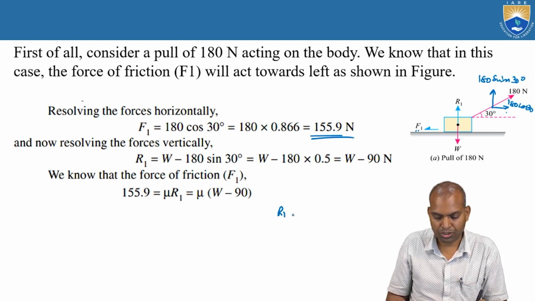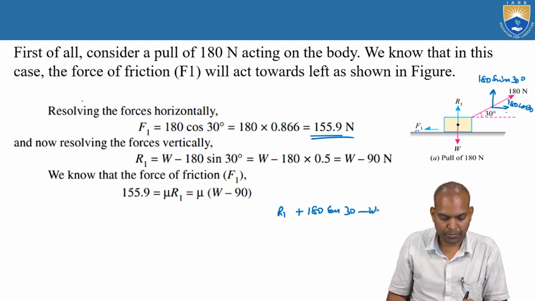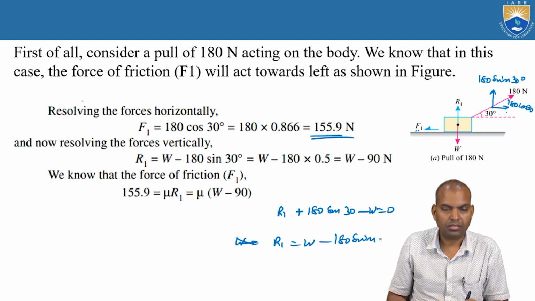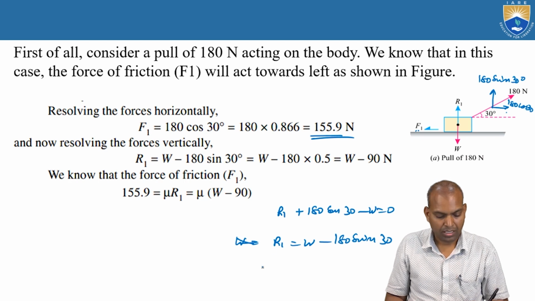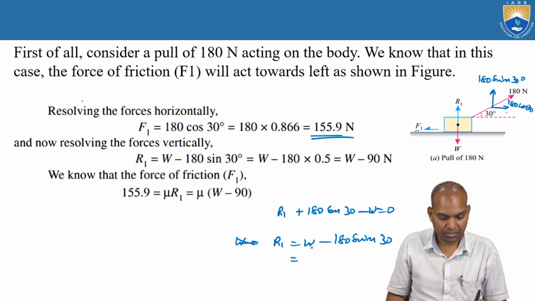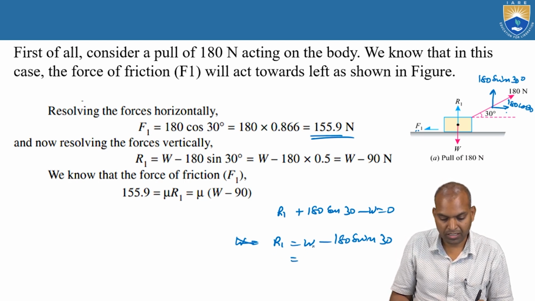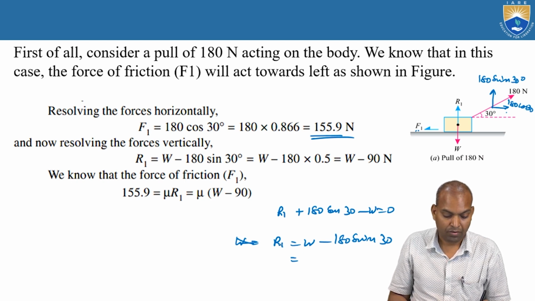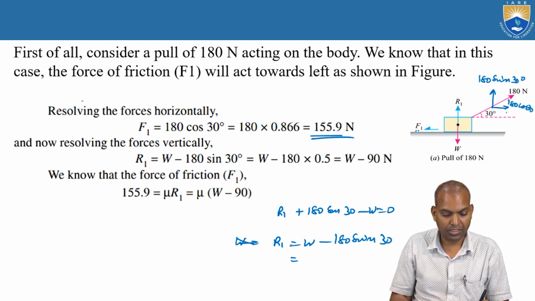Upwards R1 positive plus 180 sin 30 minus W equal to 0. Now from this, R1 equal to W minus 180 sin 30. What is the W here? Weight of the body. We have to find that out. What about R1?